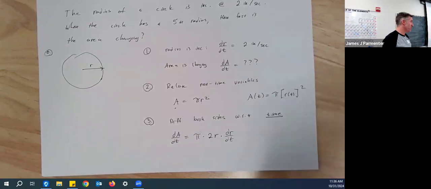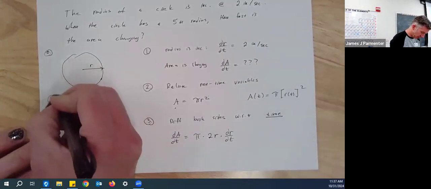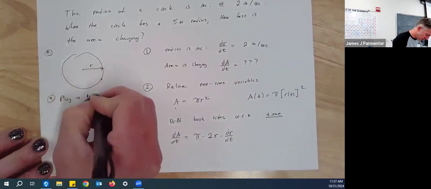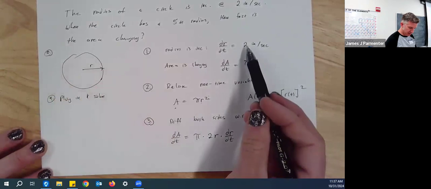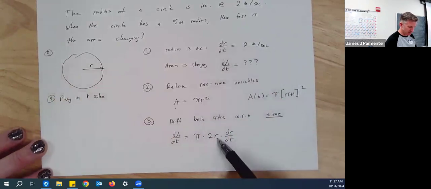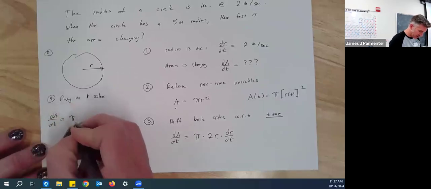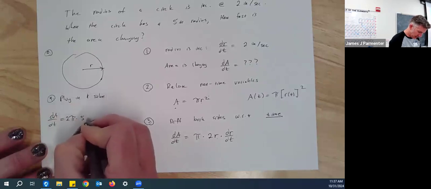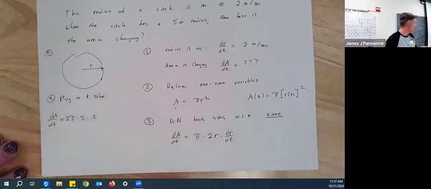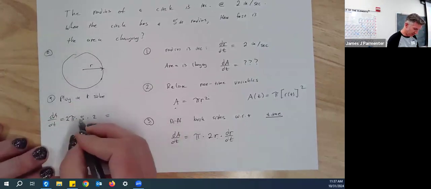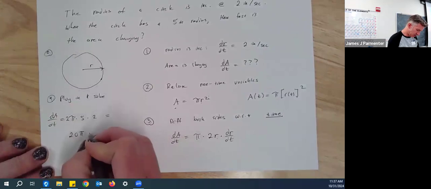You plug in the things you know, you solve the thing you want to know. So step 4, plug in and solve. We know that dr dt is 2. We know that r is 5. And so we can say that dA dt is equal to 2 pi times 5 inches times 2 inches per second. I'm not writing the units, but I am noting them: inches times inches per second gives inches squared per second, which makes sense if I'm asking how an area is changing as time increases. So 2 times 5 times 2 is 20 pi inches squared per second.